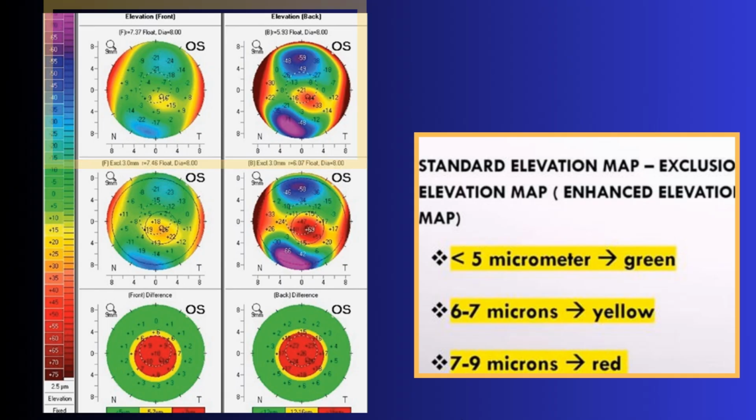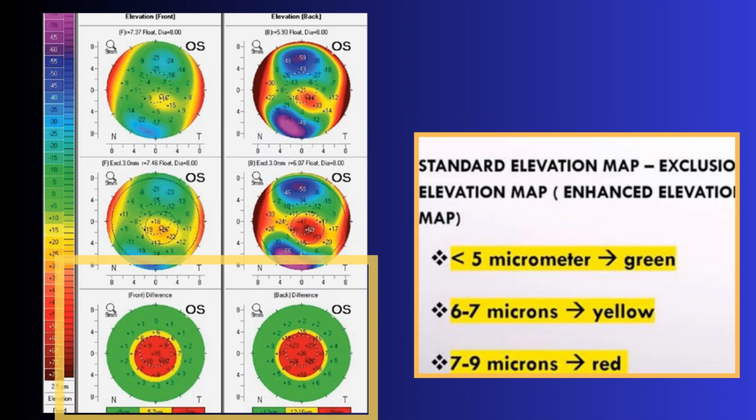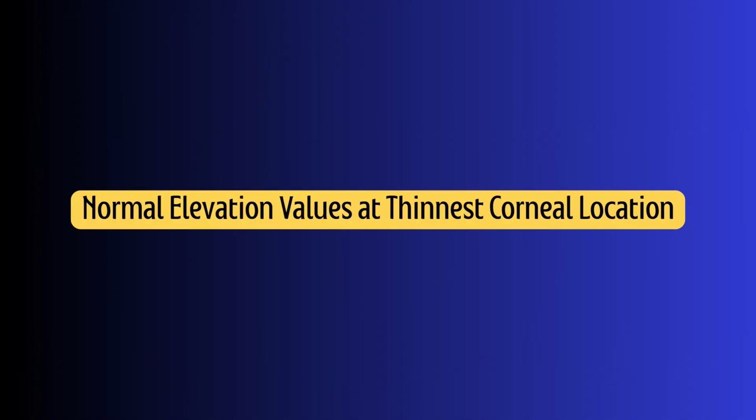Now in this image, you can see the anterior and posterior elevation data relative to the standard best fit sphere calculated over a fixed 8 millimeter optical zone. Just below that, you see an enhanced elevation map, that is elevation relative to the enhanced best fit sphere. When you subtract one from the other, you get the difference map, which is color coded. Less than 5 micrometers is green and indicates that there is no ectasia. 6 to 7 micrometers is yellow, and that is suspicious of keratoconus. 7 to 9 micrometers will give you a red color coding, and that is the danger zone.